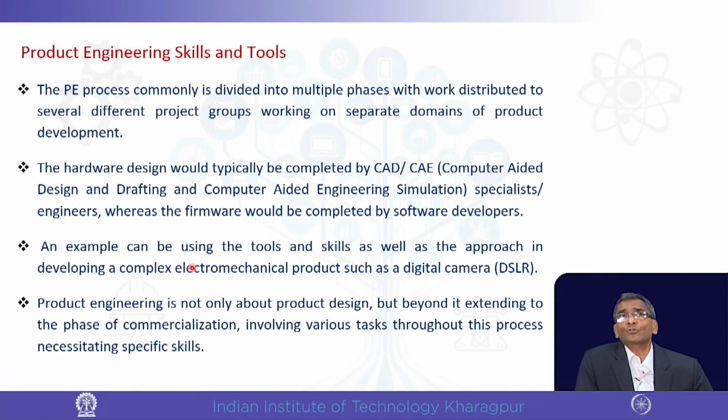The product engineering process commonly is divided into multiple phases, with work distributed among several different activity groups or expert groups. For example, a group would be doing the mechanical portion of the work, another group will be developing the electronic or control system, and the software-based firmware may be developed by another group, etc.